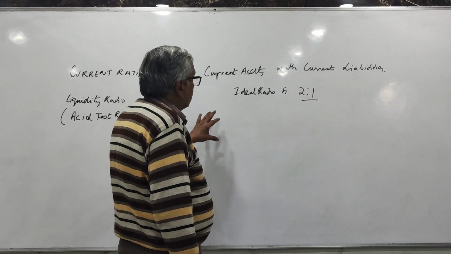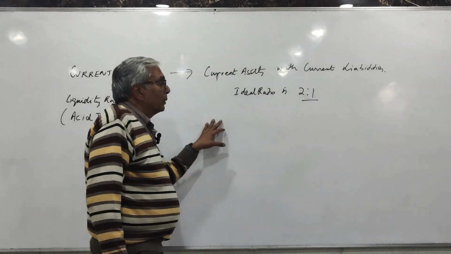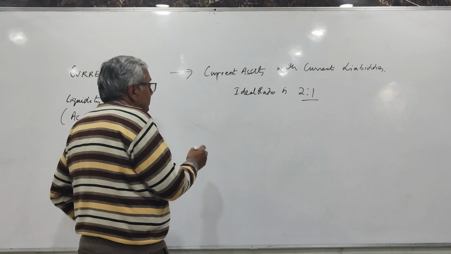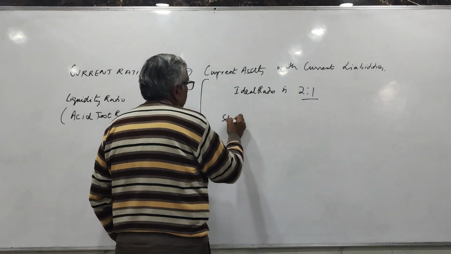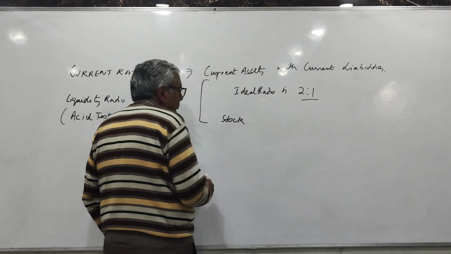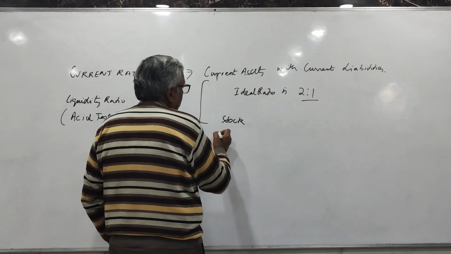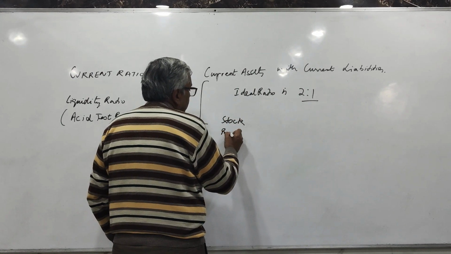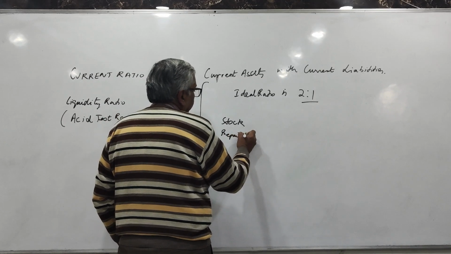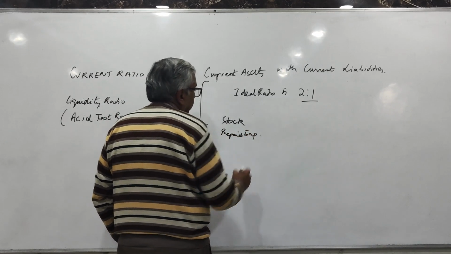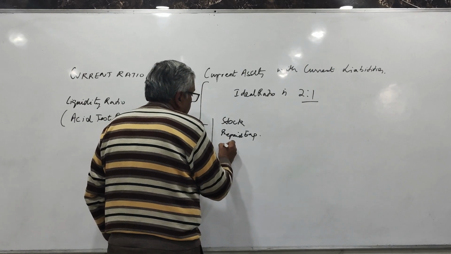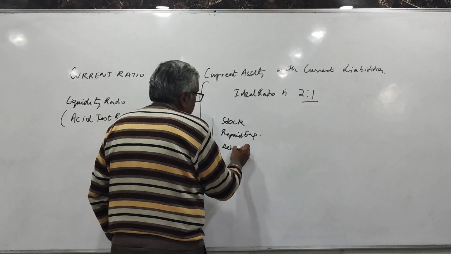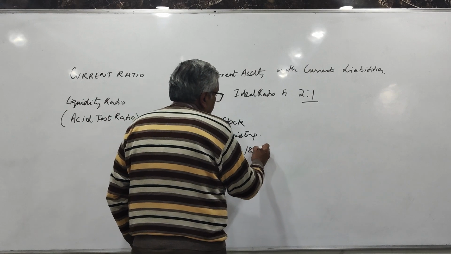Now, what happens here? In current assets, we have a component called stock. We have another component called prepaid expenses. We have another component called debtors and bills receivable.